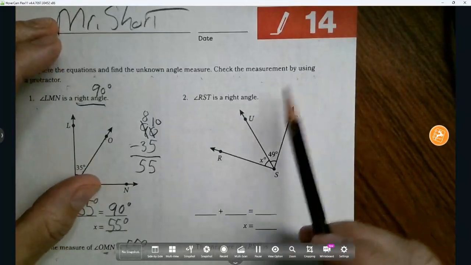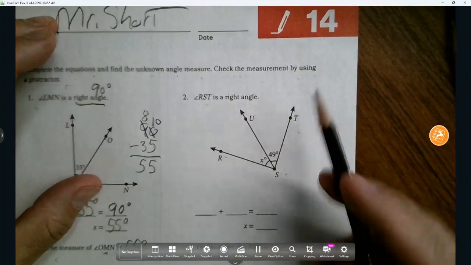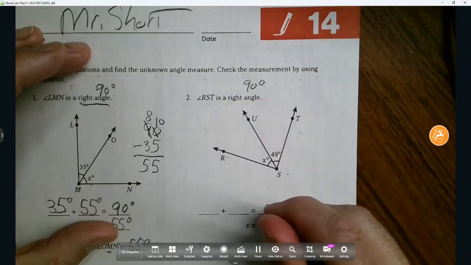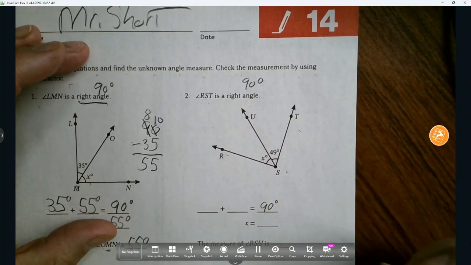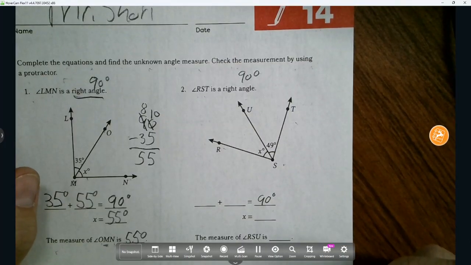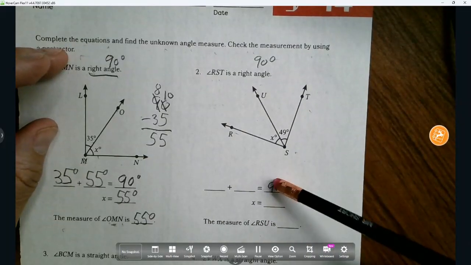Over here it says RST is a right angle. That means this is 90 degrees again. I'm not going to help as much with this one. I'm going to set you up for success. That right there is going to help you. I'm going to help on one of the bottom ones because it's a different type of angle to make sure we get that. But if you do this the same way we did this, you're going to be absolutely fine.